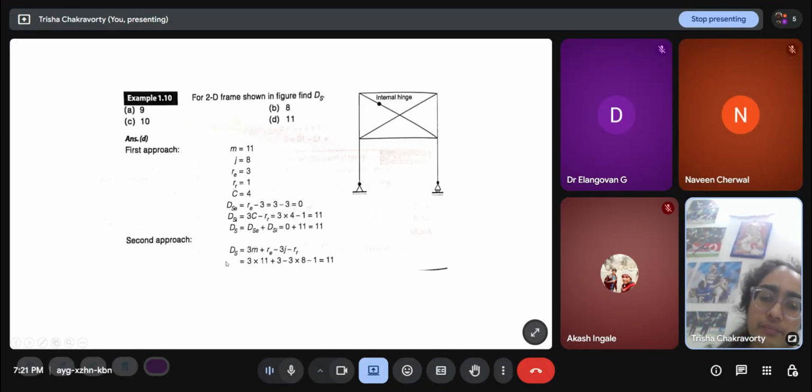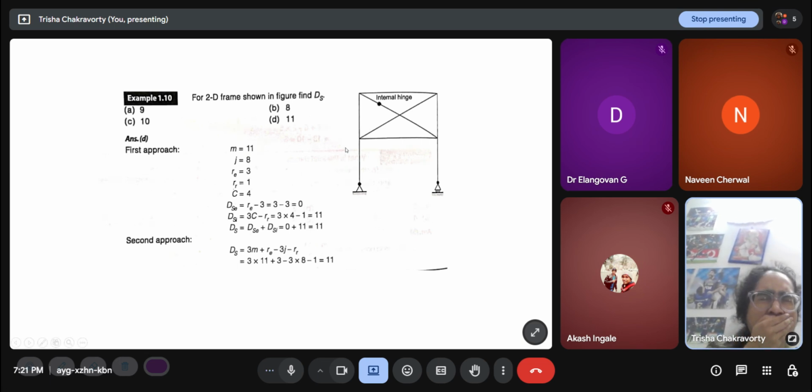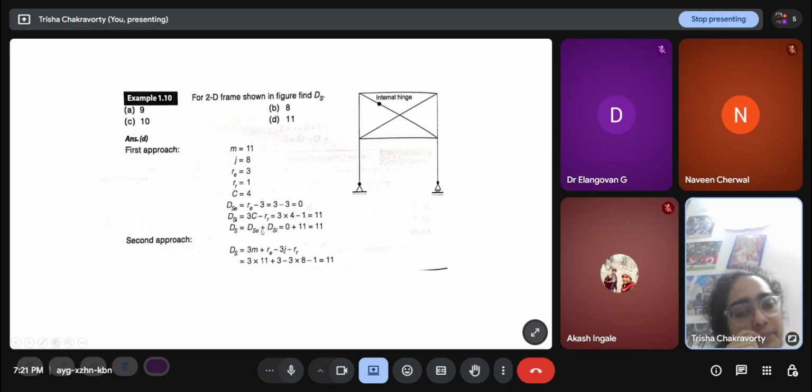For the 2D frame shown here, M is 11, J is 8, there are 8 joints, RE is 3 here, since there is one roller support and one hinge support. RR is 2 minus 1, 1, and C is 4. So the number of closed loops is 4. In this formula, the number of closed loops does not matter, but for DSI, the degree of internal indeterminacy, the formula is 3C minus RR. So it's 11. Degree of external indeterminacy is 0 because, see, forget everything that's happening inside.